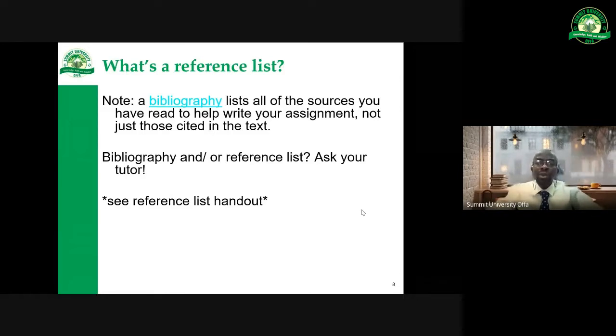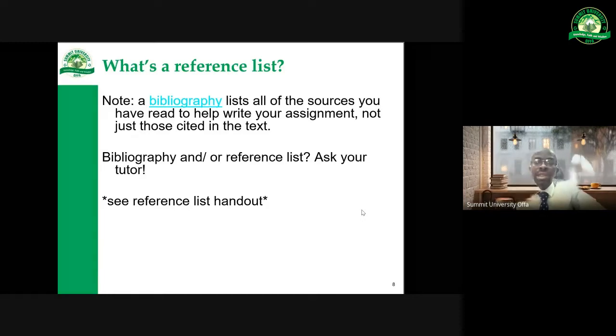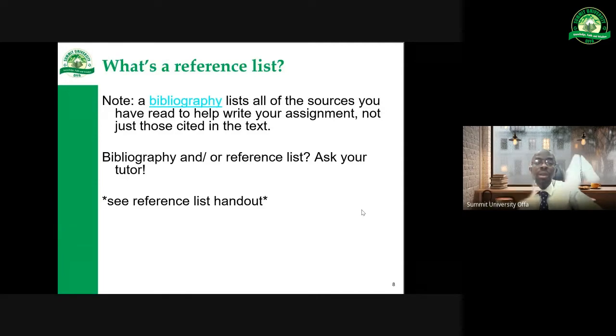As I've said, when you say assignment here, it may mean your thesis, it may mean a paper you are writing, it may mean an article you are writing, but assignment is what I have used. So when you have a bibliography, you have to include all the sources you have read, not only those that appeared in the main text. So a bibliography is different from a reference list.